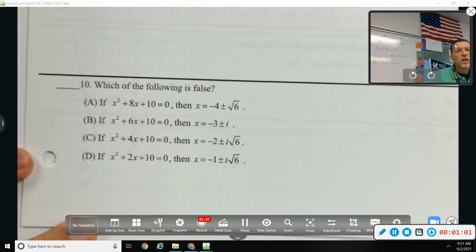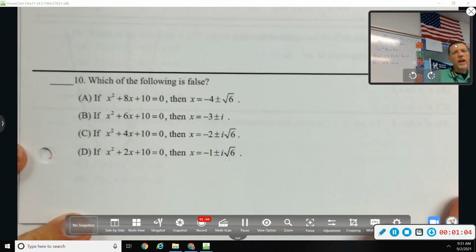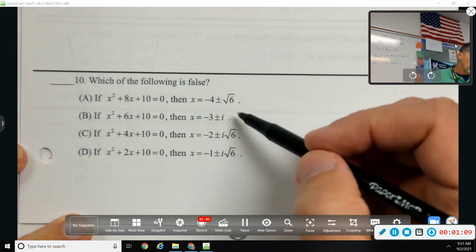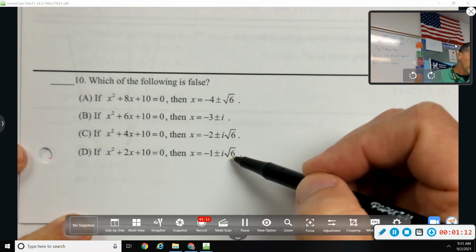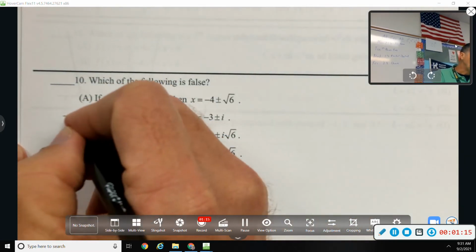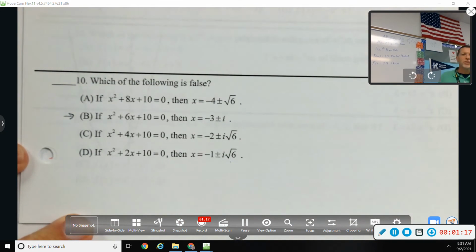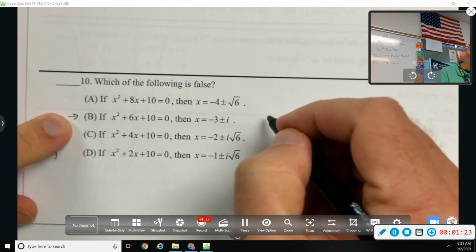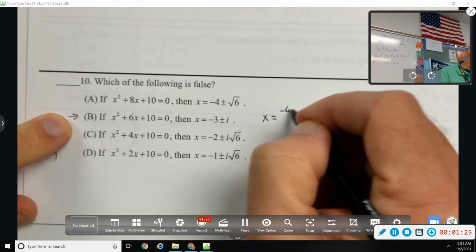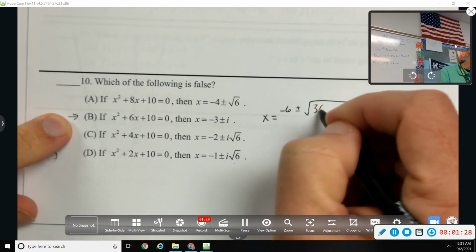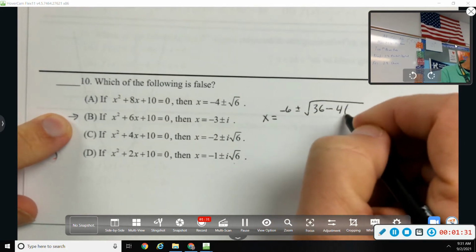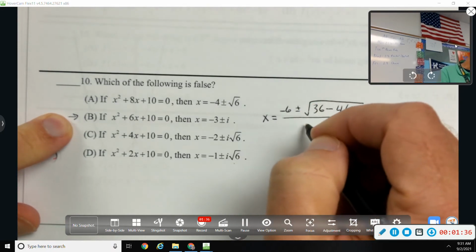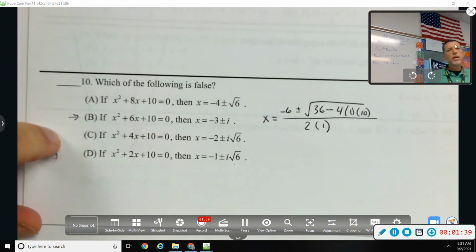So for 10A, I'm a little worried that it follows a pattern except for B. B looks different than the rest of the pattern. That doesn't mean anything, but I'm going to start with B because I'm suspicious of what's going on there. So let's start with B and see if it's false. x equals negative b plus or minus the square root of b squared minus 4ac all over 2a.